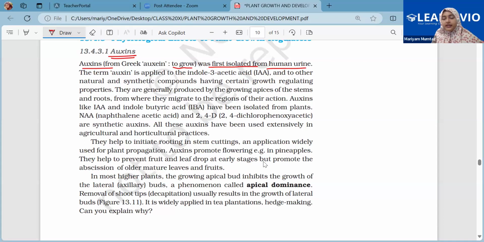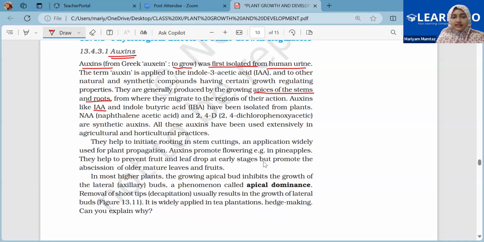Auxin is the common name, indole 3-acetic acid is its chemical name, and it applies to other natural and synthetic compounds having certain growth regulating properties. They are generally produced by the growing apices of the stem and the root. So it is present at the apex, from where they migrate to the regions of their action.